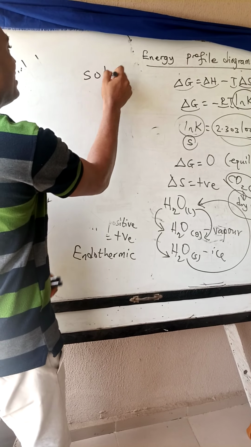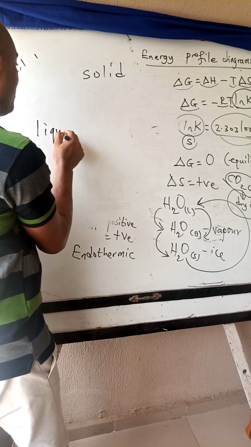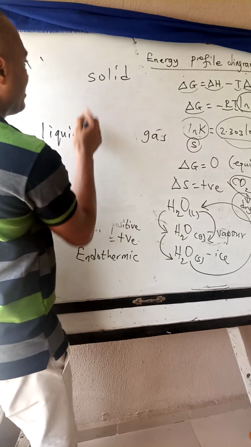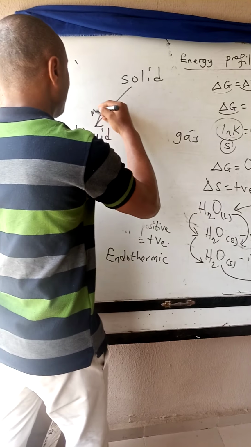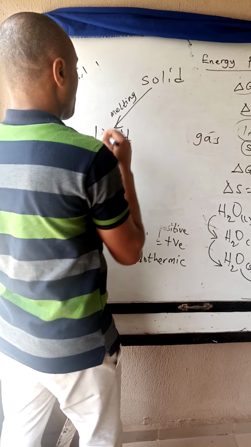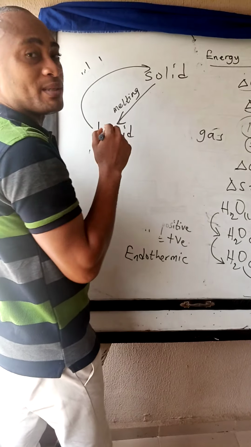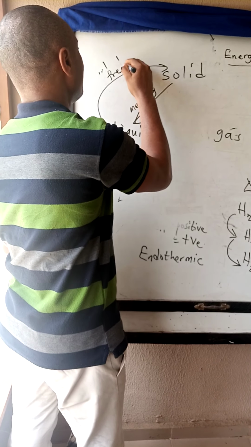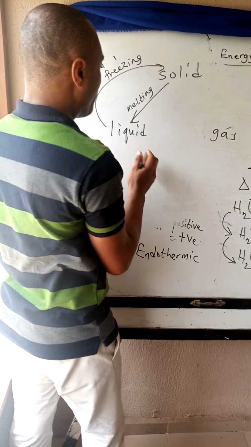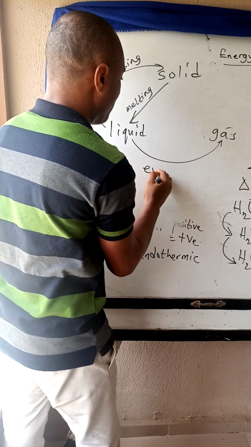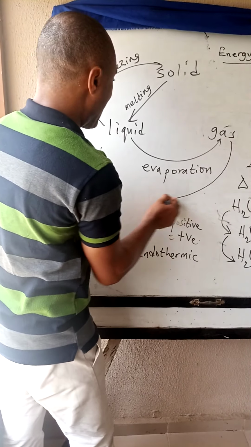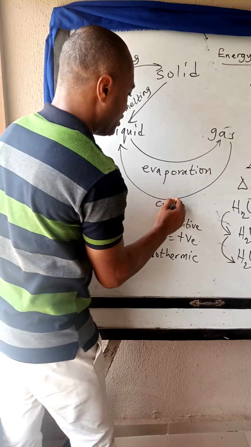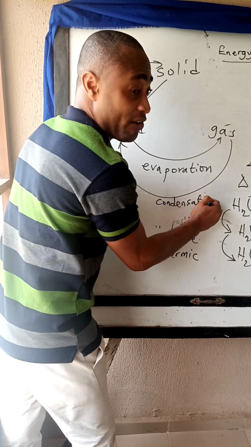Take note. Now, I'll leave you with this. I have the solid, I have the liquid, and I have the gas. To convert from solid to liquid, that is what? Melting. To convert from liquid to solid, that is freezing. To convert from liquid to gas, that is evaporation. To convert from gas to liquid, that is condensation. And that is how rain is formed.